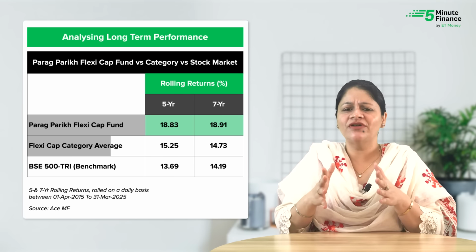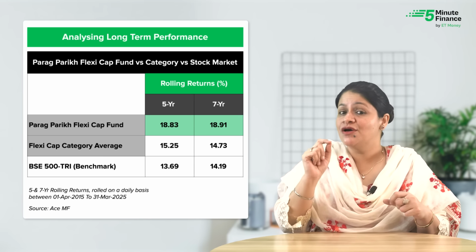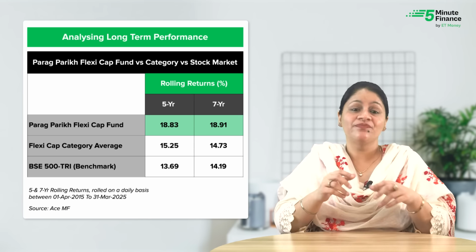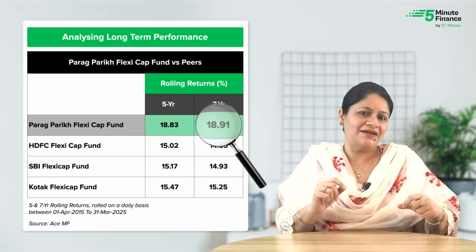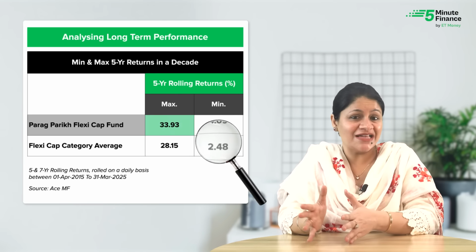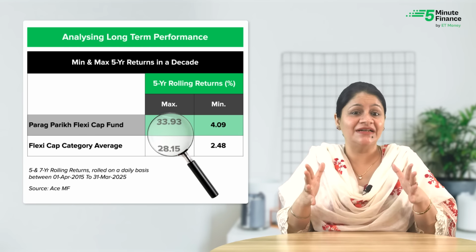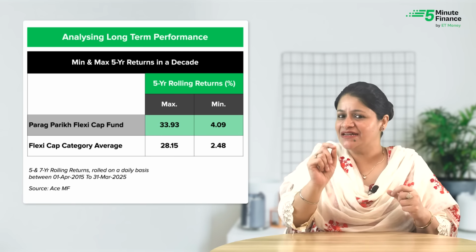Now compare them to the Flexi Cap category and the broader market, or its benchmark, BSE 500. We can see that over the long term, across different market cycles, Parag Parikh Flexi Cap Fund has immensely outperformed the category and the market. Now this data is not biased by the current market cycle and shows us how consistent the fund's performance has been. You can also use rolling returns to compare different funds in the category. You can also check the fund's minimum and maximum returns over all the 5-year periods in the 10-year period considered. This can help you get some understanding of the volatility of the fund as well.